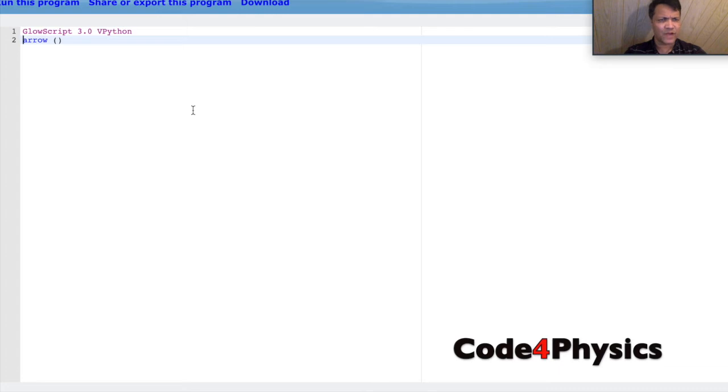I have two vectors. One is vector A, one is vector B. Vector A is 30 degrees above the x-axis, and its magnitude is 3 meters, and vector B is 90 degrees above the x-axis, whose magnitude is also 3 meters. We want to add these two vectors. So let's write axis is equal to vector x, comma, y, comma, z.